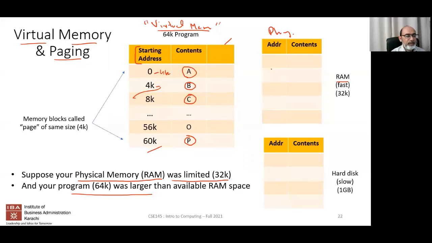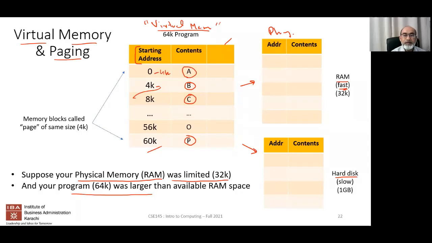Now, if you don't have enough physical space, what you can do is you can put half of your program or half of your data on the actual RAM, or some portion of it on the RAM, which is fast, and some portion of it which is not fitting in your RAM onto a slower medium, such as your hard disk.